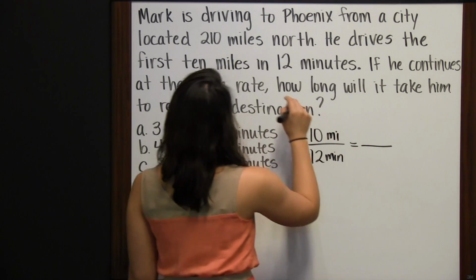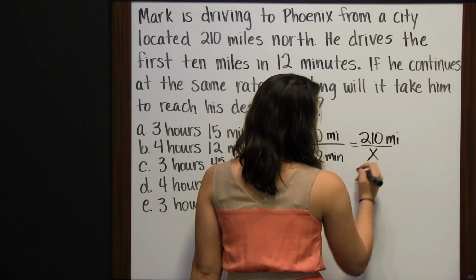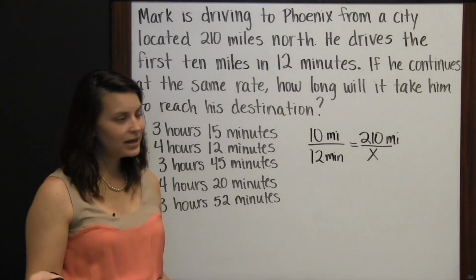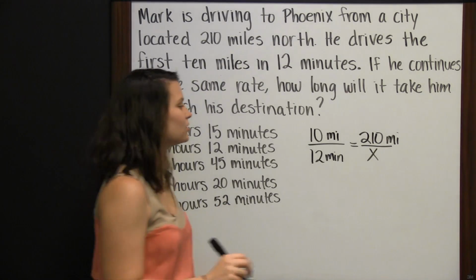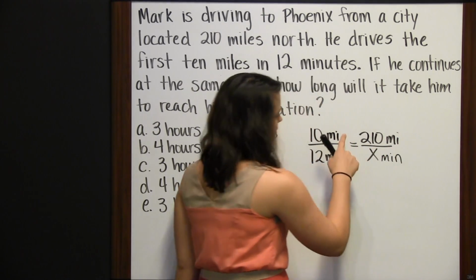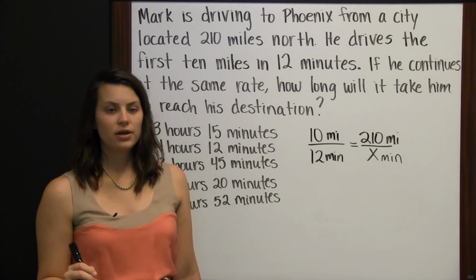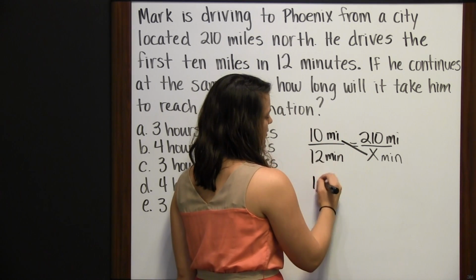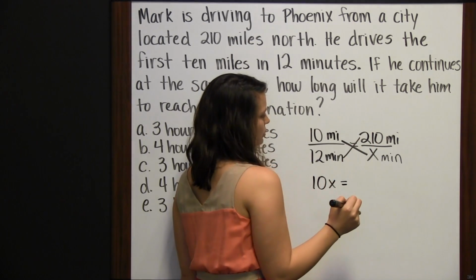What we want to know is how long it took him to drive the 210 miles. Since he continues at the same rate, we can use this proportion to solve and find how long it's going to take him in minutes. Miles to minutes, miles to minutes. And to solve a proportion, we cross multiply. So 10 times x is 10x equals 12 times 210.